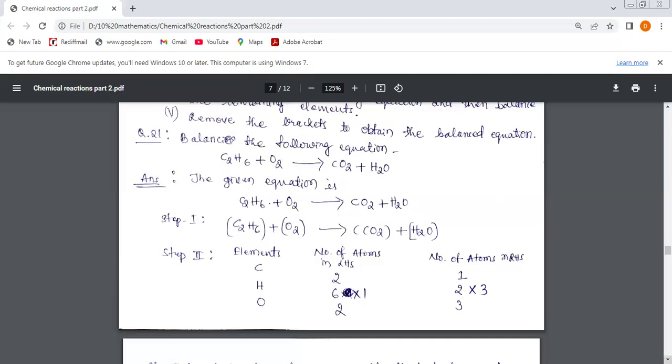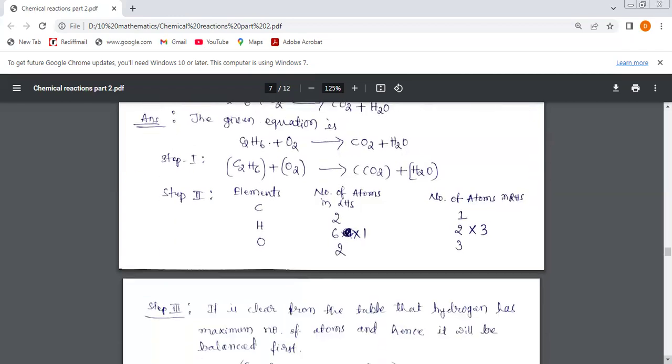And now we check how many atoms of each element are there on the reactant side and the product side. So what are the elements present here? C means carbon, H means hydrogen, O means oxygen. These are the elements involved in this chemical reaction. Then look at the number of atoms on the LHS. LHS means the reactant side here. How many carbon atoms are there? 2. How many hydrogen atoms are there? 6. So H6 is there.